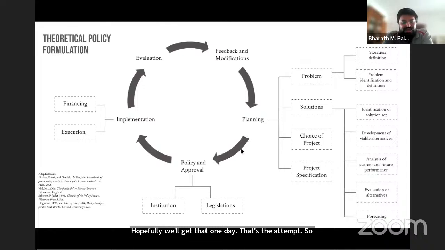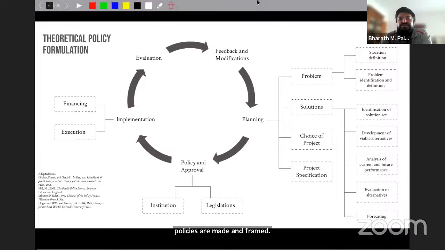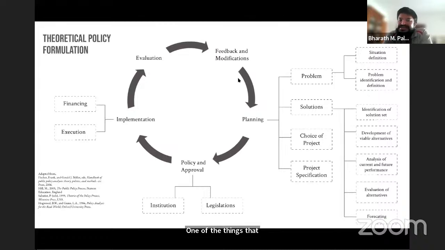I thought we'll start off with setting the context a bit. When we talk about public policies and how policies are made and framed, one of the things that we often tend to forget is that it is a fairly complicated process, but it's also a fairly cyclical process. And in that context, what becomes lost is the nuance of what these cyclical processes are.